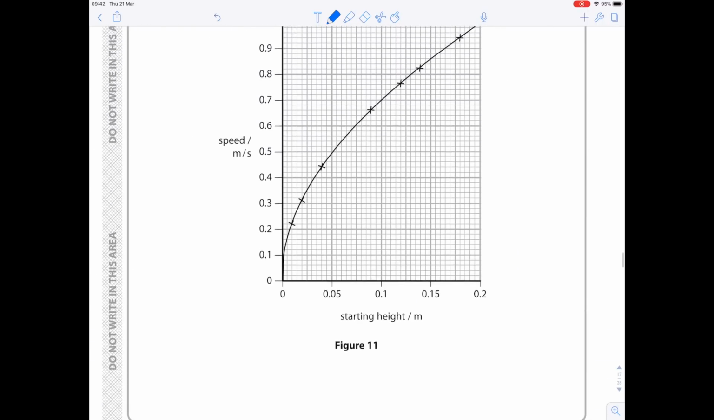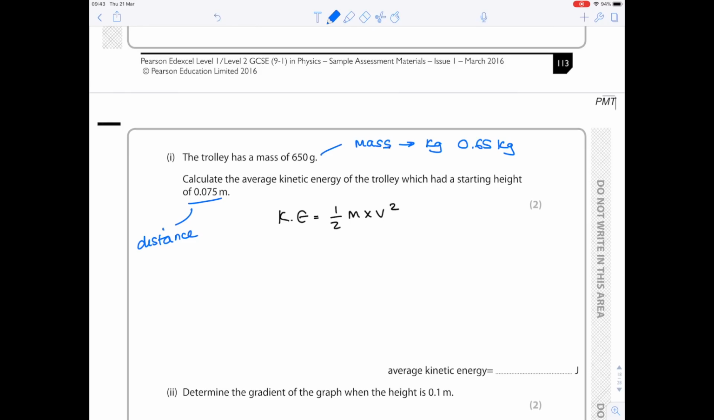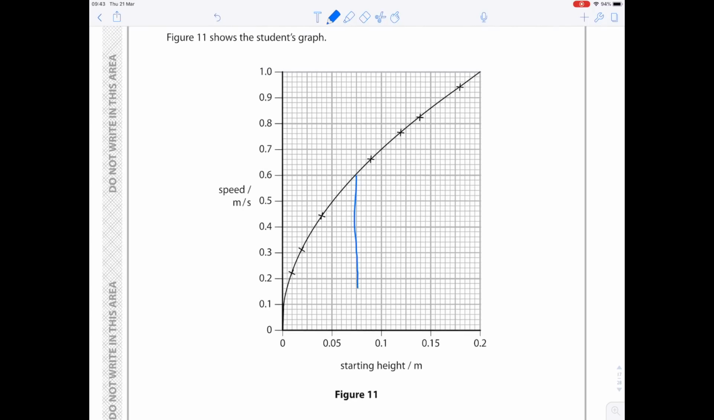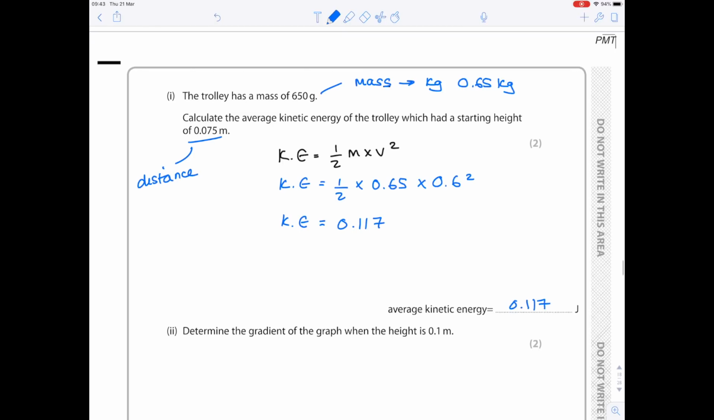Look back up. This will help you because you've got a graph showing speed against height. Now we need to find the speed at 0.075 meters. So you read up this line here, read across to get your speed, which is 0.6. So now I can start popping numbers into this equation. And when you've popped that into your calculator, you'll get a value which is 0.117. And obviously it's in joules because it's energy.